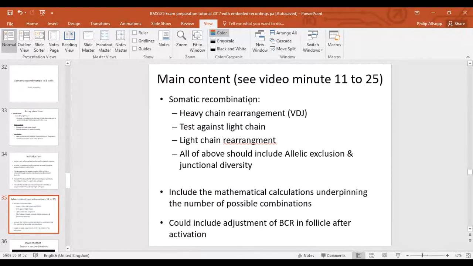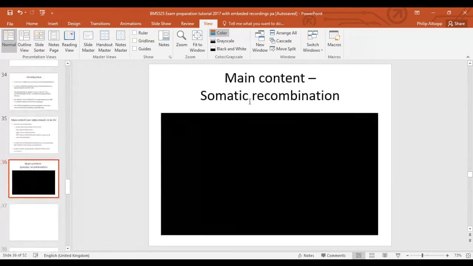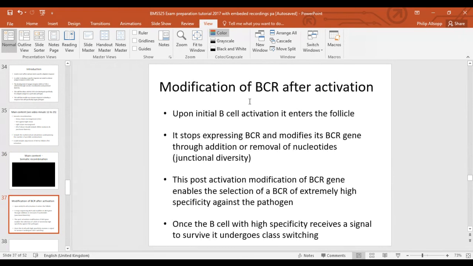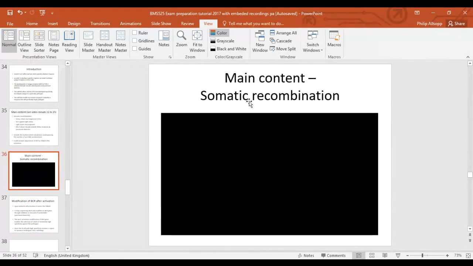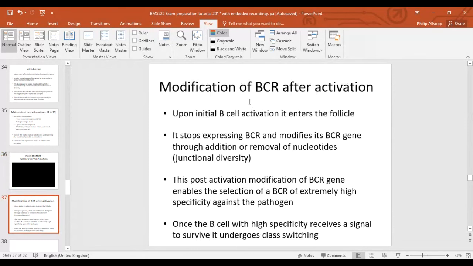You'll then also be required to talk about how, when a B cell receptor becomes activated, it will move into the follicle where it will manipulate its B cell receptor a further time to create a highly specific B cell receptor against the pathogen. Okay. So there's again an attached video.